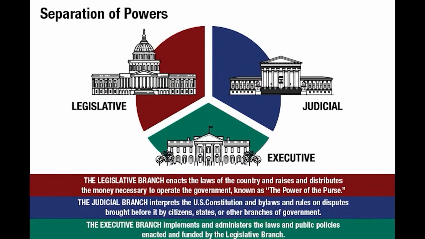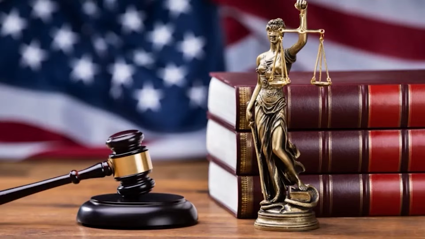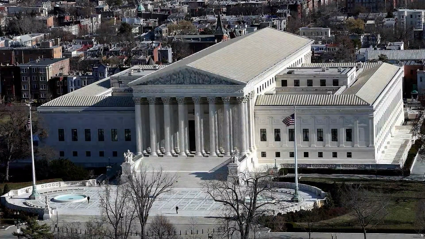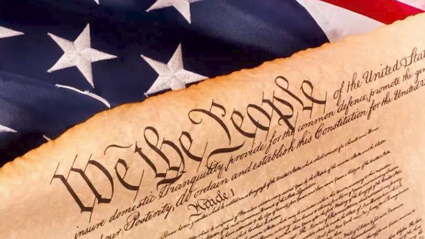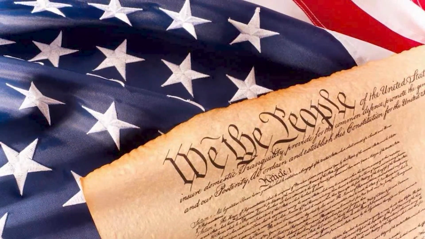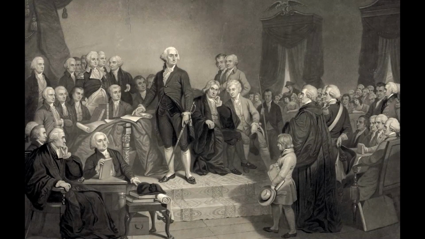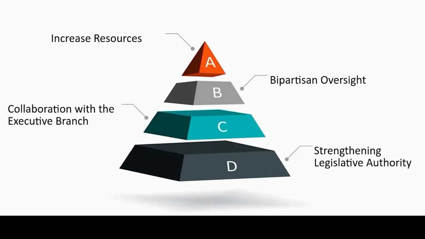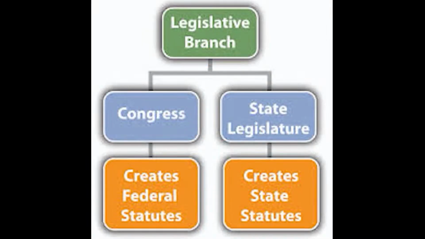At the heart of the judiciary lies the power of judicial review. The Supreme Court and other federal courts possess the authority to declare laws or presidential actions unconstitutional if they violate the principles outlined in the US Constitution. This power acts as a safeguard, ensuring that legislative and executive actions align with the Constitution, preventing overreach by any branch of government.